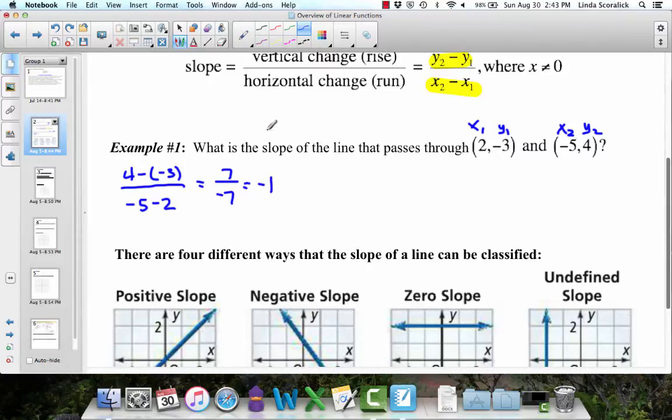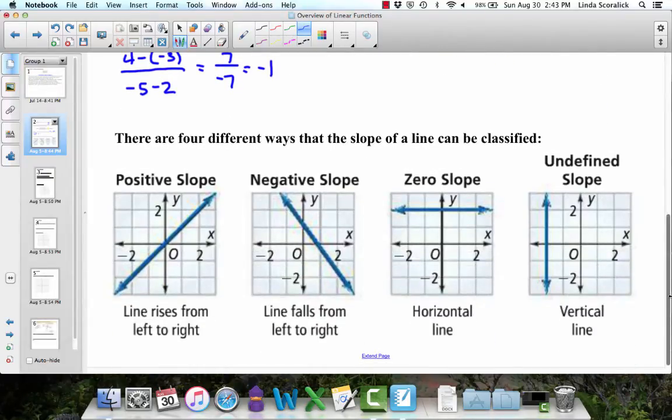There are 4 different ways that the slope of a line can be classified. We talk about lines that have positive slope, and these are lines that rise from left to right. We talk about lines that have negative slope, and these fall from left to right. We talk about a horizontal line. We talked about that concept very quickly when we were dealing with intervals that might be constant. So a horizontal line has constant features, or the intervals would be constant, and that means that there is no rise to that line. We also talk about undefined slope. That's a vertical line, and there would be no horizontal run to that line.